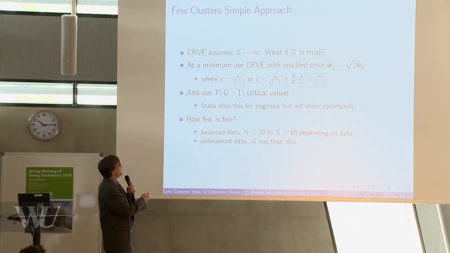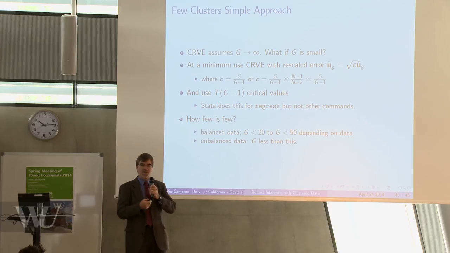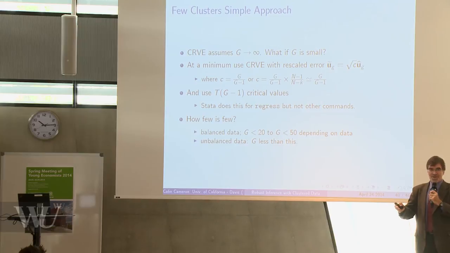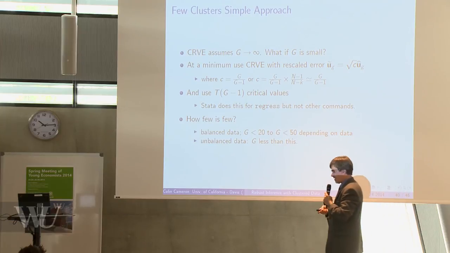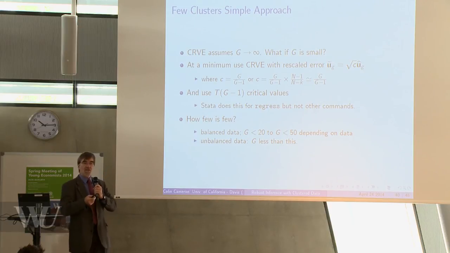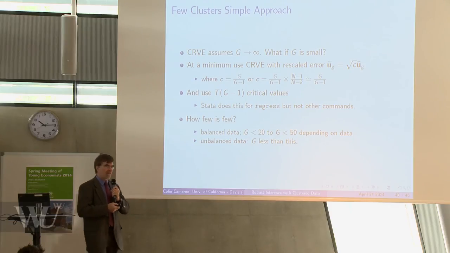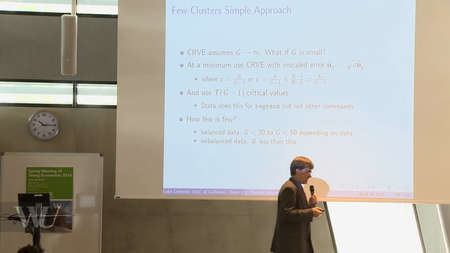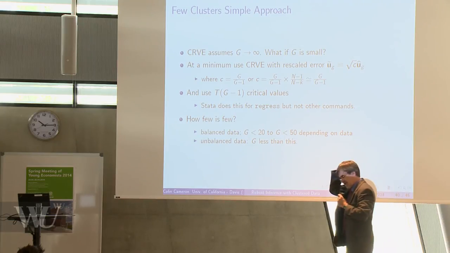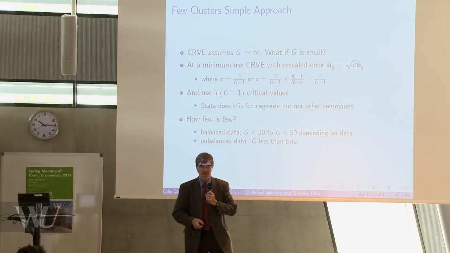At a minimum, use T with G minus 1 degrees of freedom critical values. So I had that third column and the fourth column. You need to use not standard normal critical values, but a T with the degrees of freedom, the number of clusters minus 1. Even that will lead to overestimating the precision. You'll have tests that are still a little bit overly optimistic. If you report a P of 0.06, it's probably not 0.06, it's probably more, I don't know, 0.08, something a bit bigger.